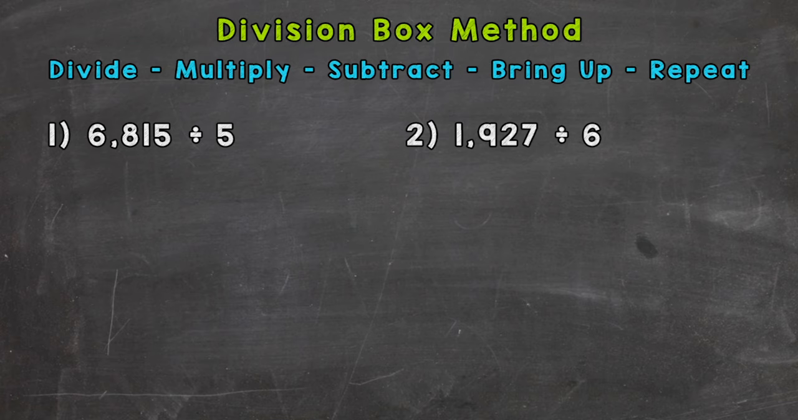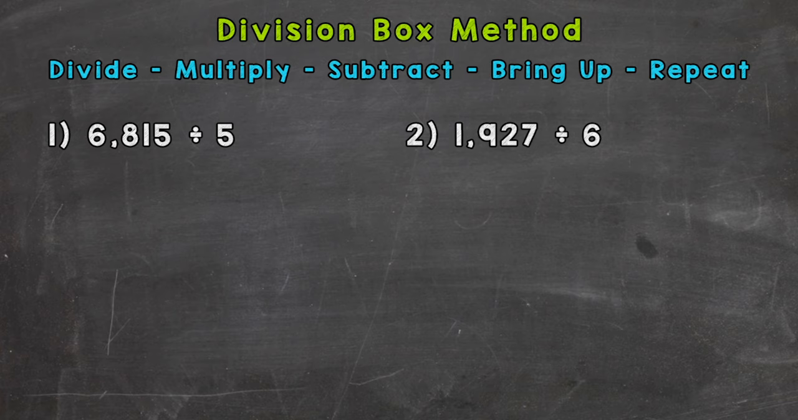In this video, I'm going to be covering the division box method. This is a different way of doing long division. The process is going to be very similar to traditional long division, but the benefit to the box method is organization. This method can help you stay organized throughout the whole process, and it's going to help keep columns lined up. So in this specific video, we're going to be dividing four-digit numbers by one-digit numbers.